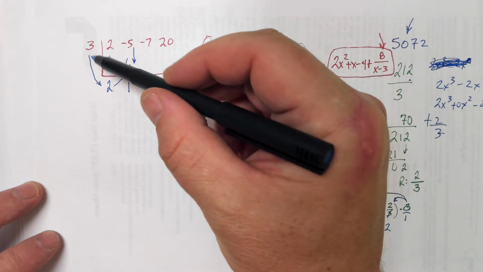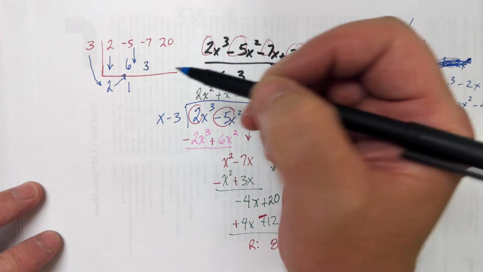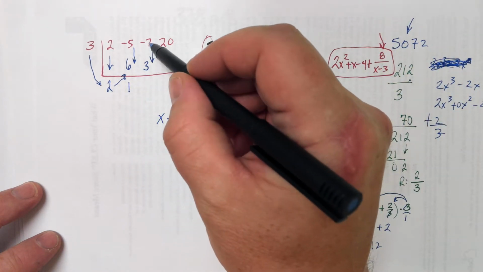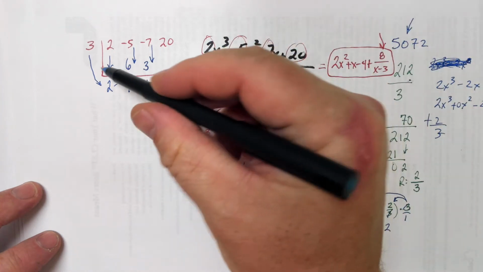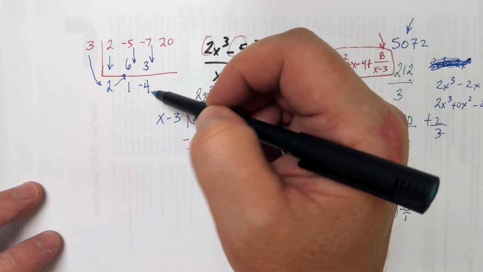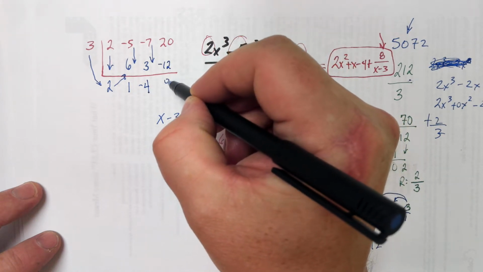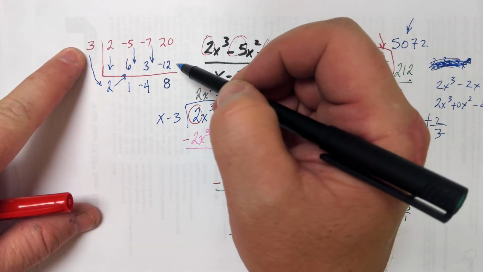Now 3 times 1, 3. Do you see where I got the 3? Because it was 3 times 1. Now combining those, -7 and 3 is -4. Then 3 times -4 is -12. Combine those: 20 and -12. Isn't it a negative times a negative and positive? Yeah, but this is a positive, and that's a negative.